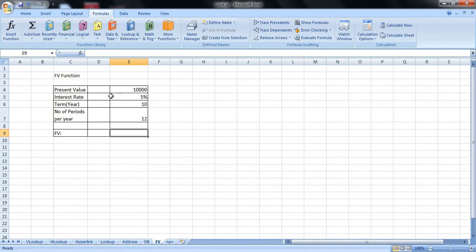So I have a sample data available here. Present value, that is my investment, is 10,000 rupees. I have put in this investment with an interest of 5%, and I'll be investing this money for 10 years, and the number of periods in a year is 12. Let us now calculate FV.